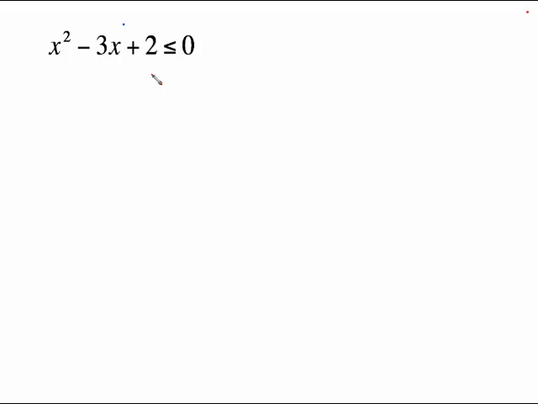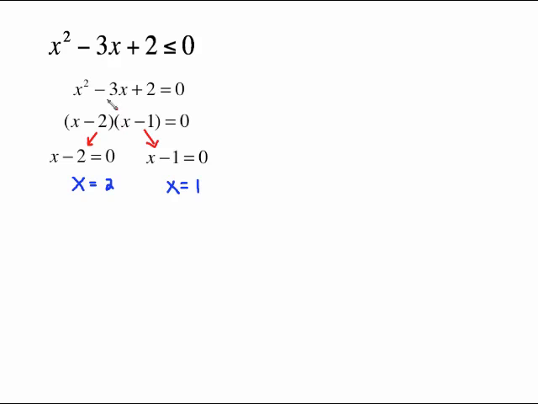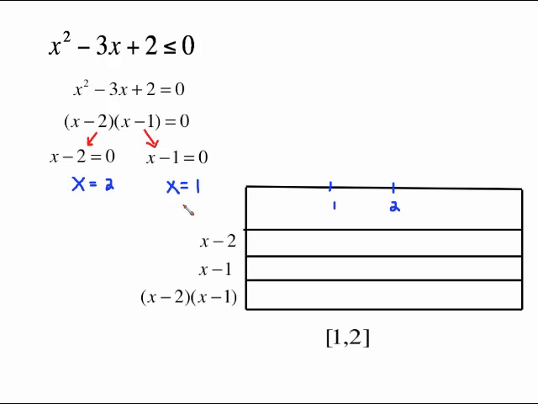All right, next problem. Pretend that that is equal to 0. Factor and solve. This factors as x minus 2 times x minus 1. Set each one equal to 0 and solve. So here are the numbers I want to put on my number line, along with the chart. There's our 1, there's our 2. And of course, x minus 2 is right there, x minus 1 is there, and there's the product. So now it's a matter of me picking the numbers I want to do the test.